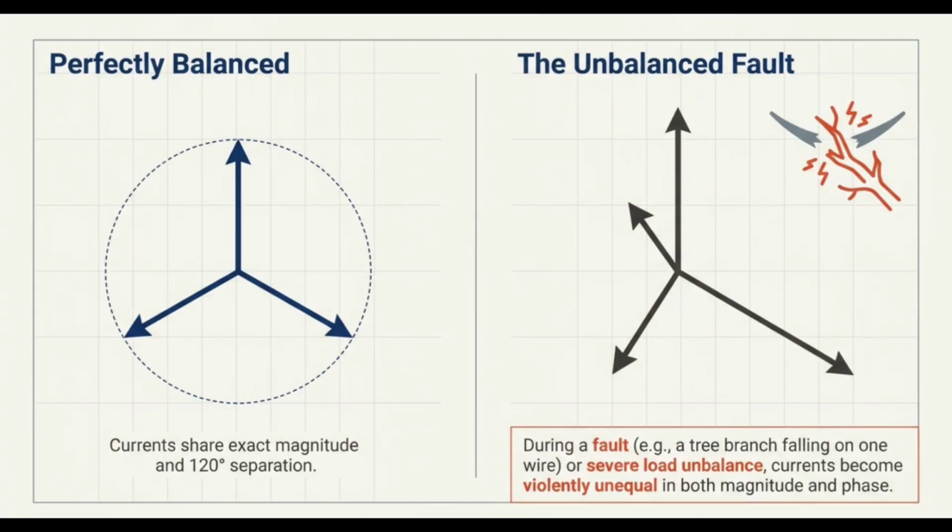Now, to actually analyze that chaos, the source material reminds us that we have to start with our baseline of order. In a perfectly balanced, healthy three-phase system, the currents are exactly identical in magnitude and they're separated perfectly by 120 degrees. It's a flawless, perfectly synchronized baseline, kind of like a finely tuned engine humming along.